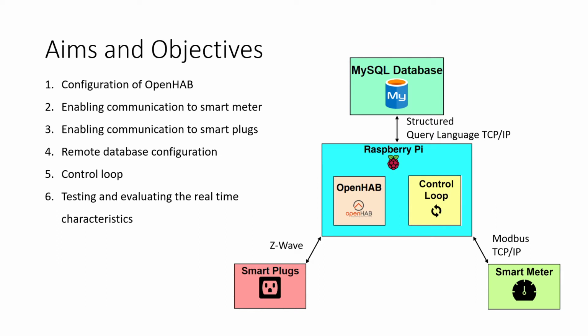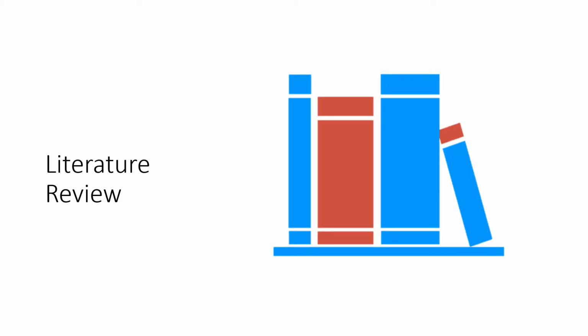The system will then be tested and the real-time characteristics evaluated. The goal is to have a loop time for the control loop of 250 milliseconds or less. The literature review section looks at the technologies used within this project.